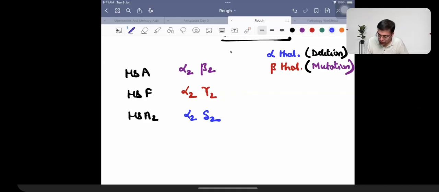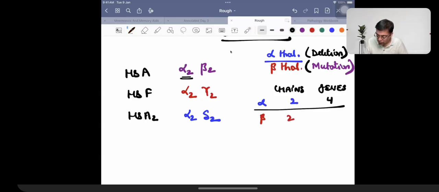Whenever we are talking about the alpha chains and the beta chains, how many alpha chains are there? Two. So this is what is known to you, chains and genes. If I'm looking at alpha chains, there are two chains. If I'm looking at beta chains, there are also two chains. But for the formation of alpha chains, how many genes are required? Four. For the formation of beta chains, how many genes are required? Two. These are very basic facts, but people make mistakes in this. Beta is two chains, and two chains are coming from two genes. Alpha is two chains, but two chains are coming from four genes.